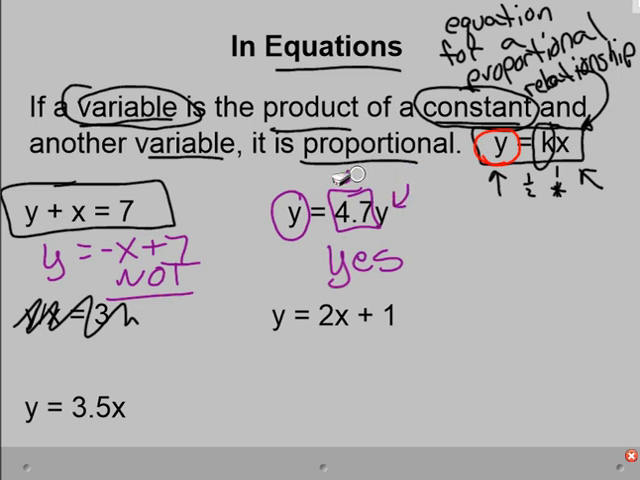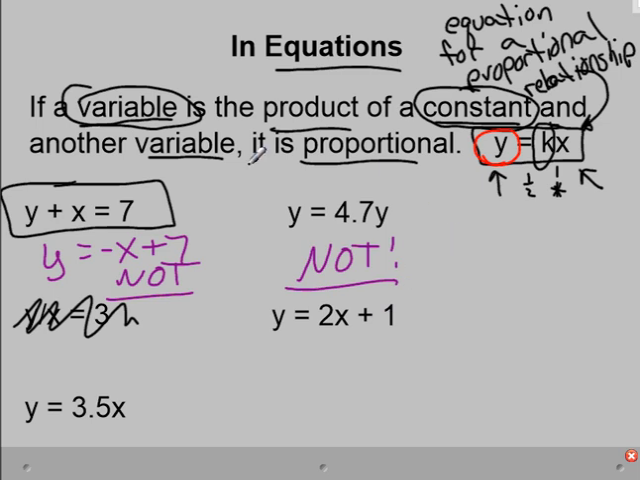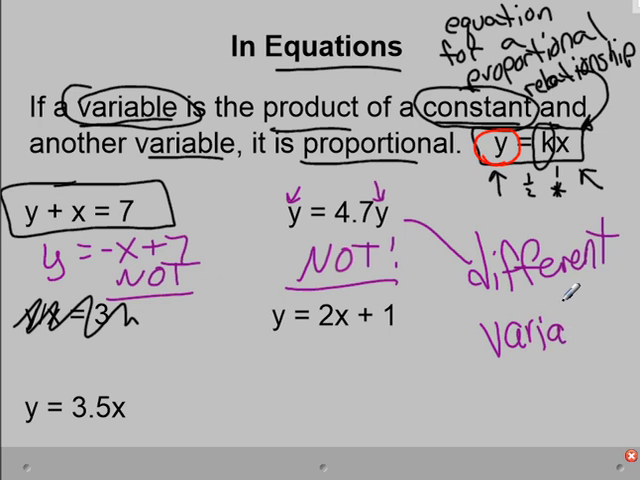Oh, I made a boo-boo. This is not proportional. Because, and you have to be careful, both of these variables are the same. Okay? So they have to be different variables in order for it to be a proportional relationship.